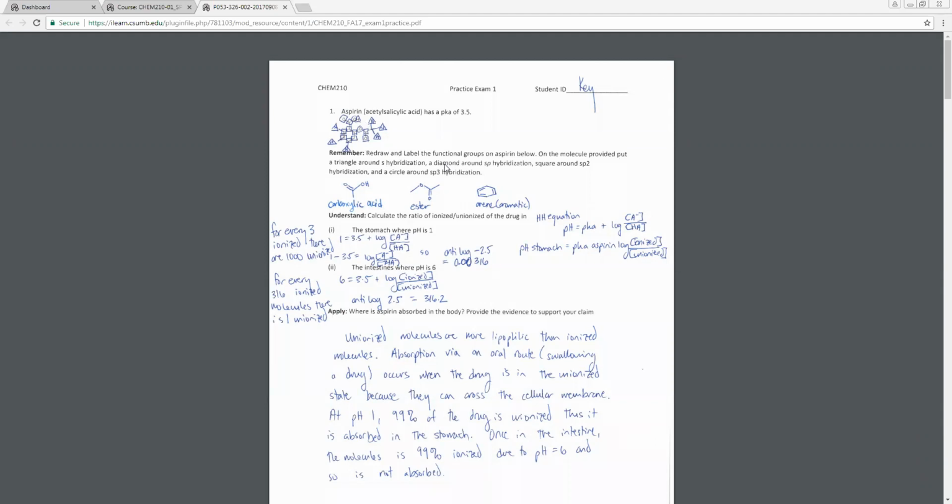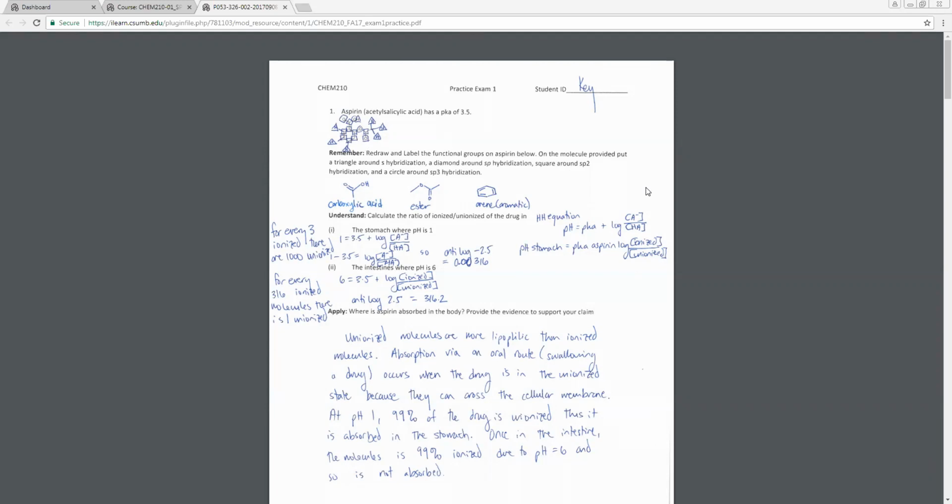A diamond around sp. Well, we don't actually have any diamonds in this molecule because we don't have any sp hybridized atoms. A square around sp2. So that's any of our carbonyl carbon or oxygens, as well as the aromatic ring. And then a circle around sp3. That's going to be any carbon with 4 bonds, or an oxygen with 2 bonds and 2 lone pairs.